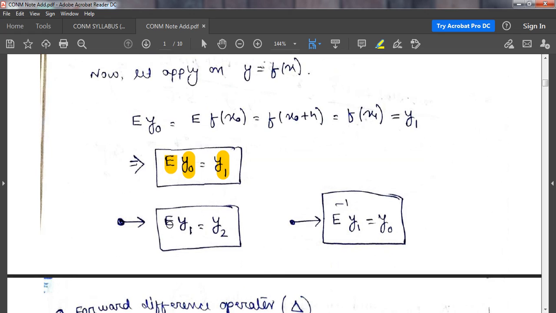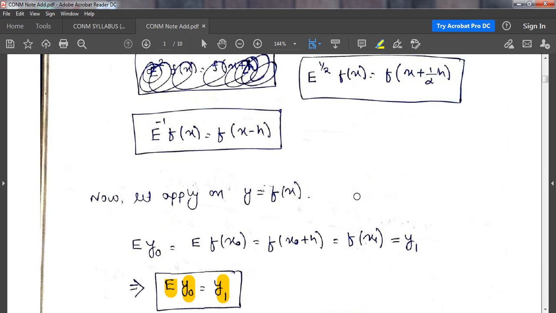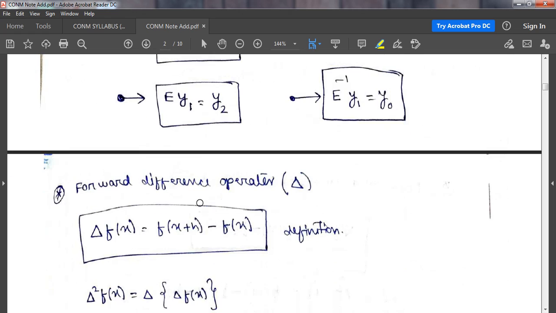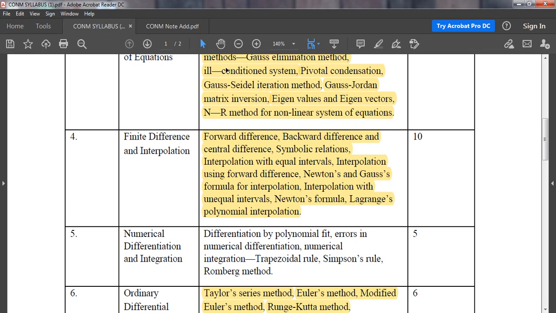Similarly, if I apply my E on y1, it becomes y2. If I apply E inverse on y1, then it moves back. That's it for the shifting operator. The next operator that we have is the forward difference operator. Now this is important. All are important, but this is something which I will specifically cover. In today's video only, we are going to see the forward difference and how we can apply it.